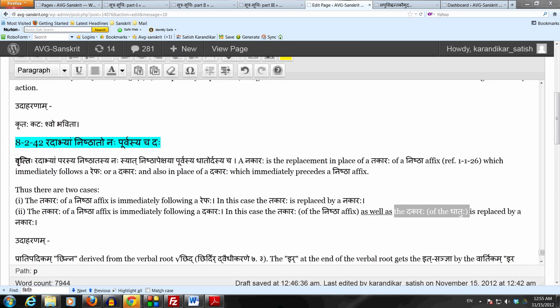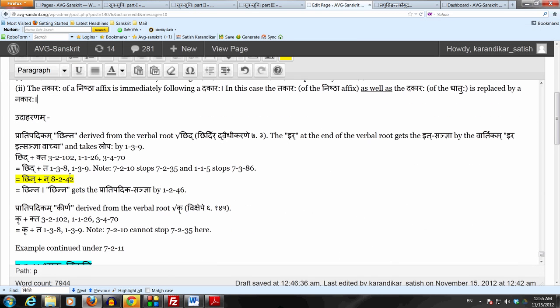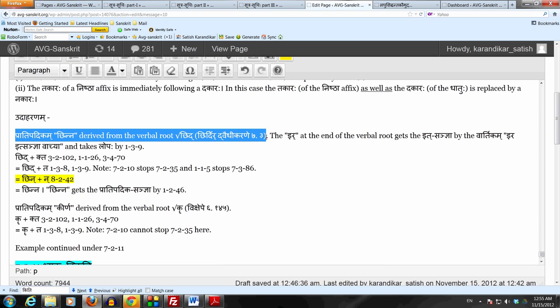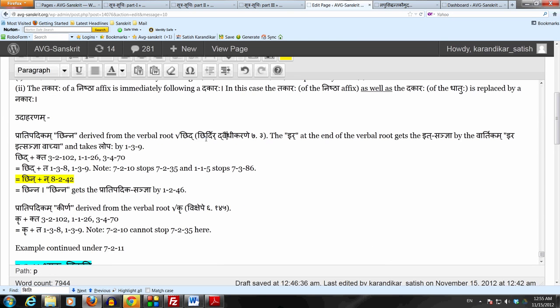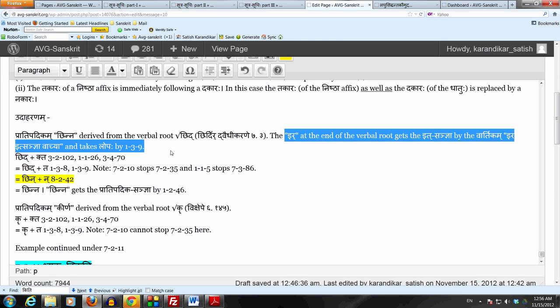The first example we will take is from the verbal root chid, which is listed in the dhatu patha as chidir dvaidhikarane, in the rudhadiganaha. This dhatu means to cut. So if we take the dhatu chid, the ir of this dhatu chidir gets the it sanjna by ira it sanjna vachya, which is the vartikam which we have studied. So the entire samudaya ir gets the it sanjna and then tasya lopaha. So now we have chid.